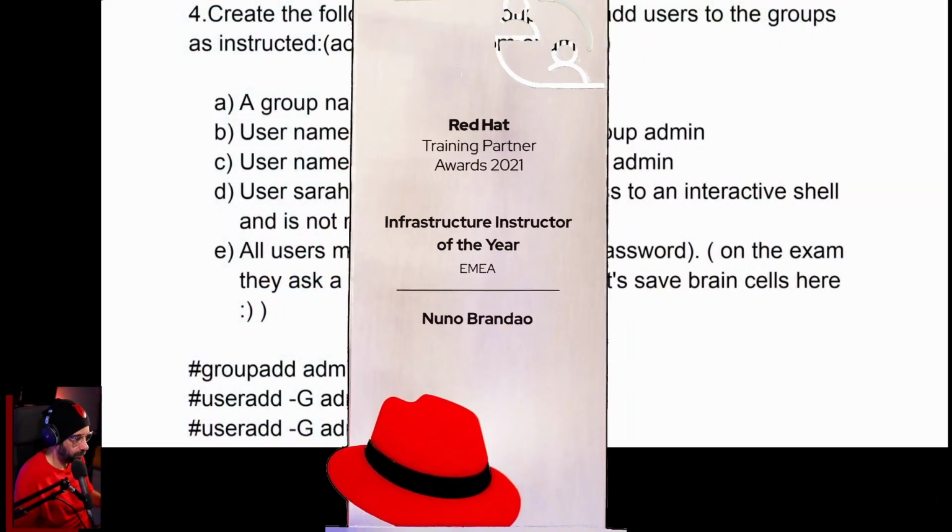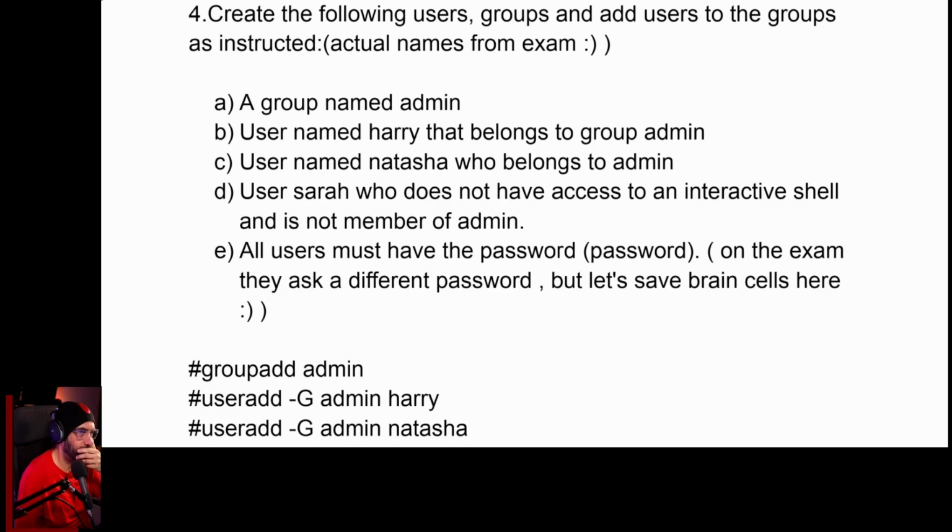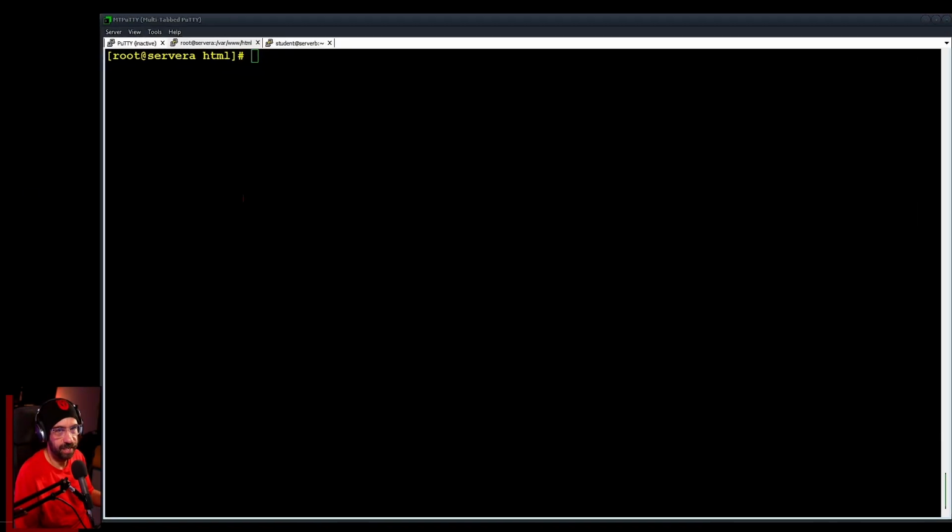Let's go. So this is question 4 or task 4, which is create the following users, groups, and add users to the groups, and so on. You kind of know what this is going to be. This is all on server A, unless something or someone tells you differently. Most likely all these first tasks are going to be on server A.